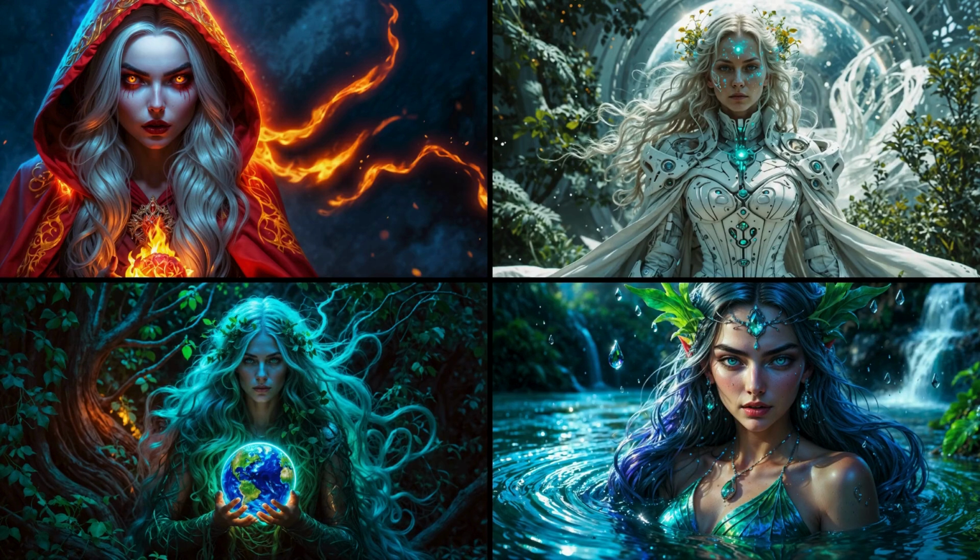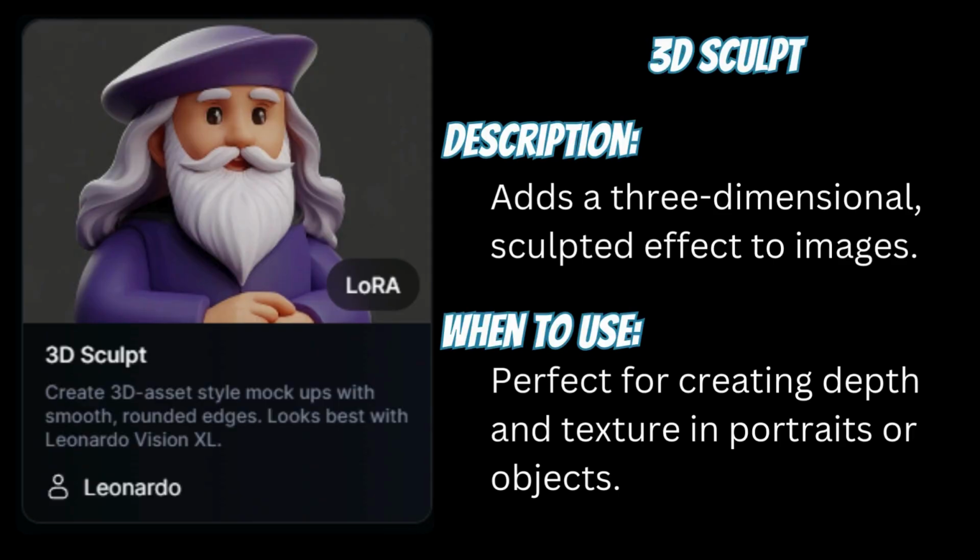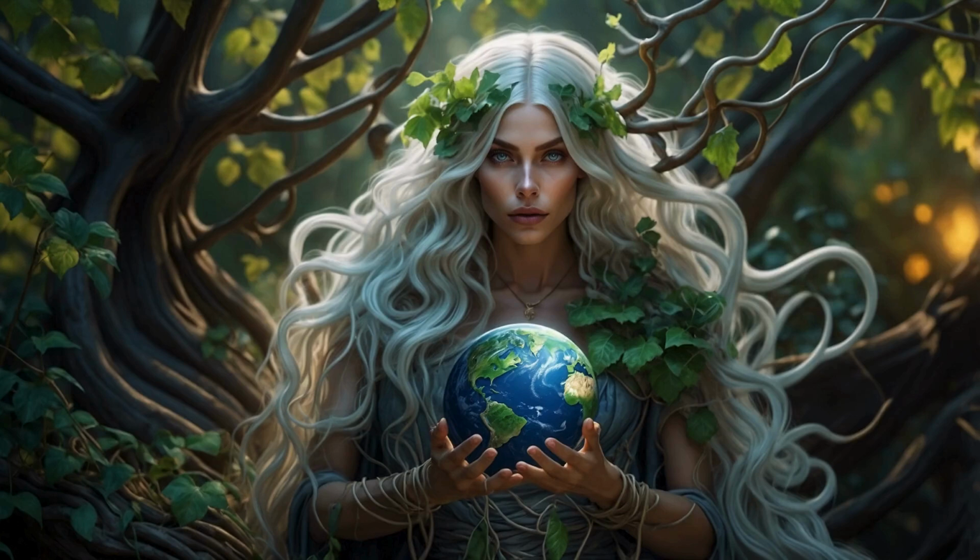All right, let's get into the magical elements of Leonardo AI and how they can transform your digital art. I'll share some examples of how you can use these elements with our enchantresses and their elements. Ready? Let's go. 3D Sculpt. Think of 3D Sculpt as a spell that adds a 3-dimensional sculpted effect to your images. It's perfect for adding depth and texture to your art. For example, imagine our Earth Enchantress Terra with intricate sculpted vines wrapping around her. You'd use 3D Sculpt to give those vines a realistic, tactile feel.